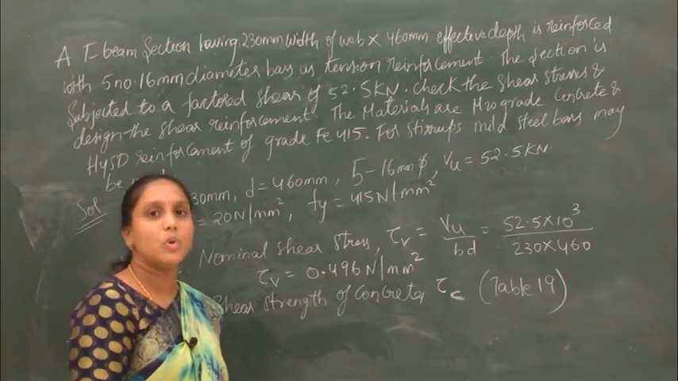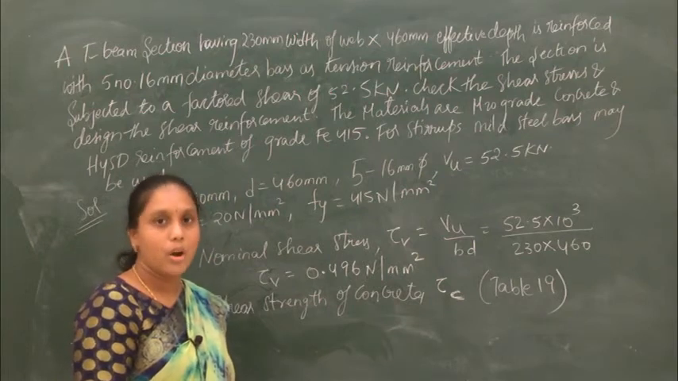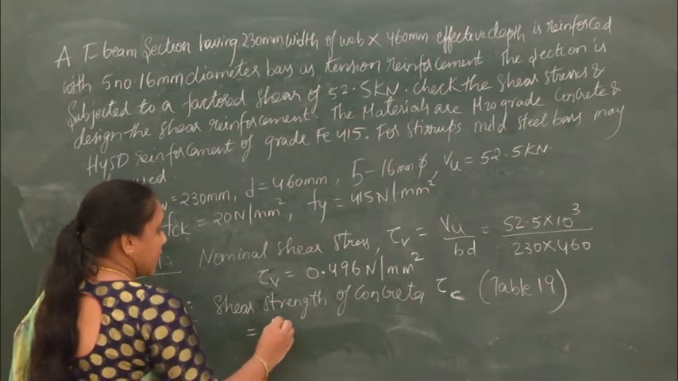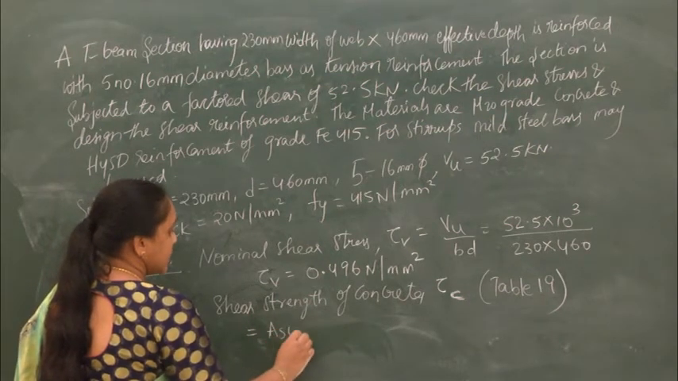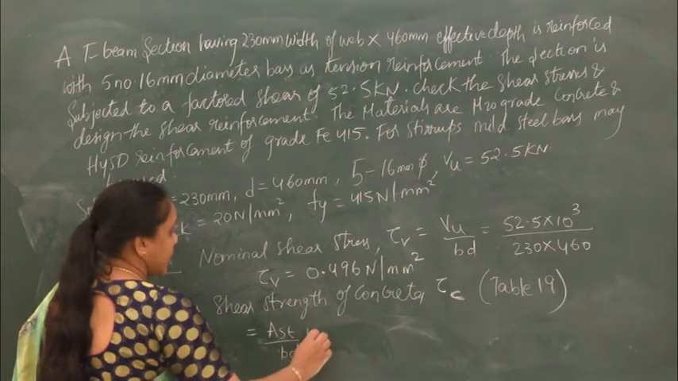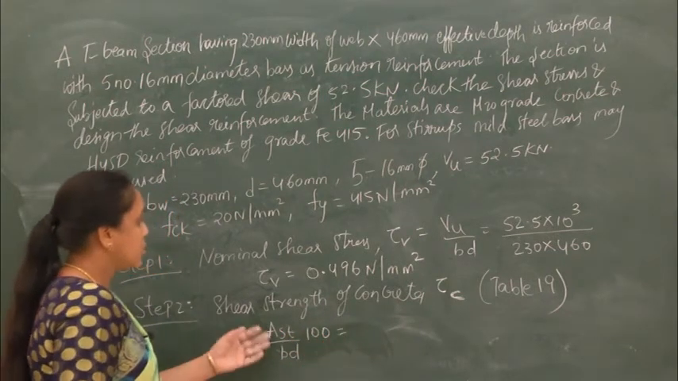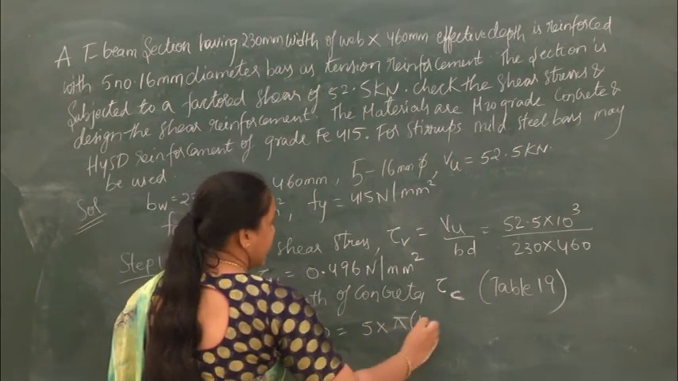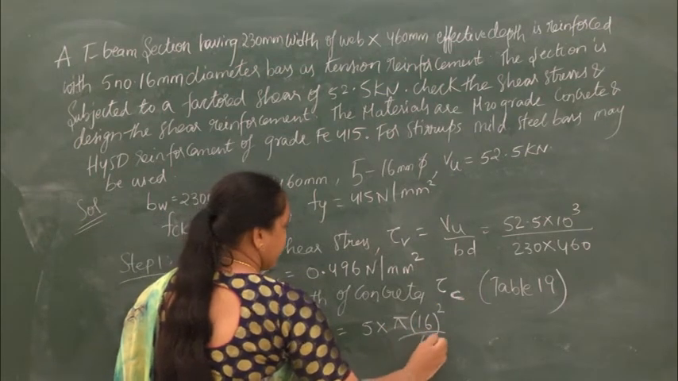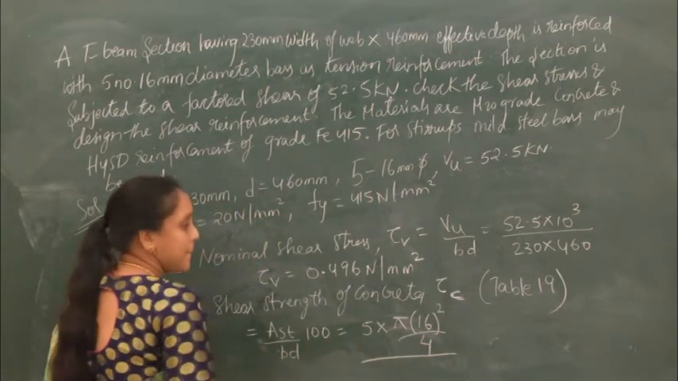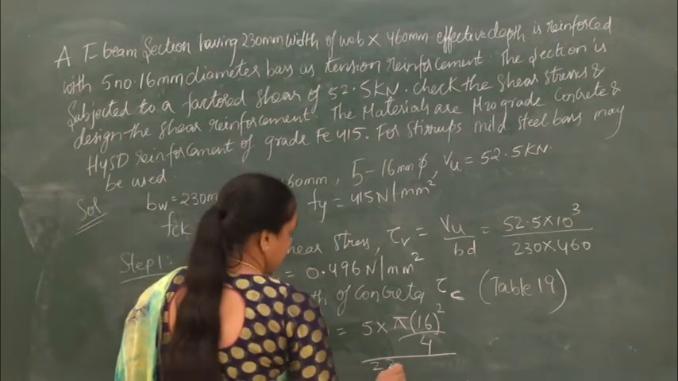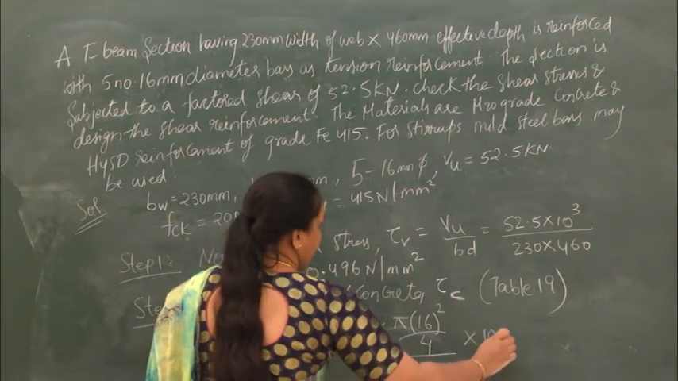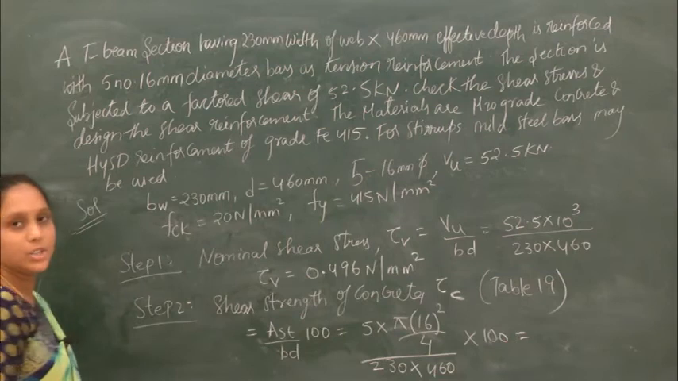So first what we have to do? We have to find out the percentage of steel. So what is the formula for calculating the percentage of steel? That is Ast by bd into 100. So how will we find out Ast? It is 5 into pi d square by 4, divided by b. b is how much? 230, and d is how much? 460, into 100 will give you the percentage of steel.